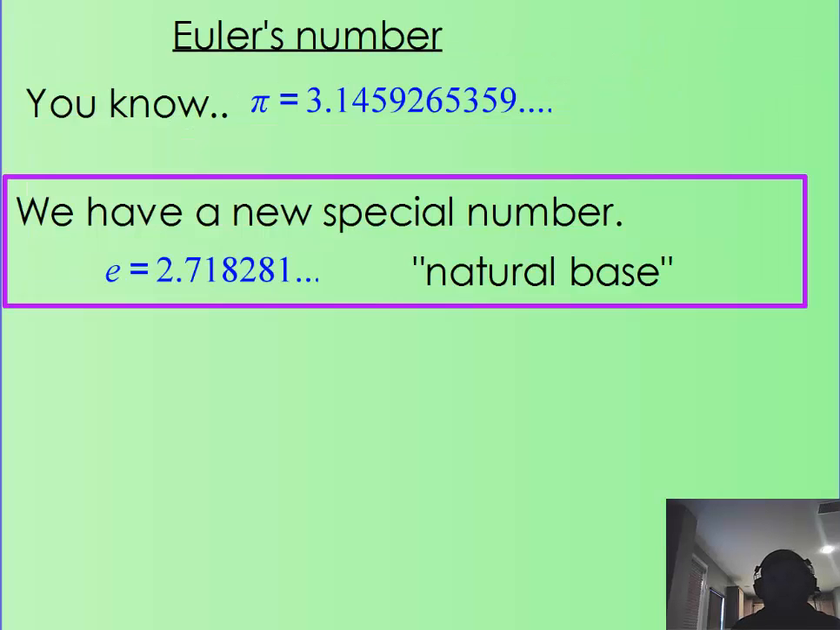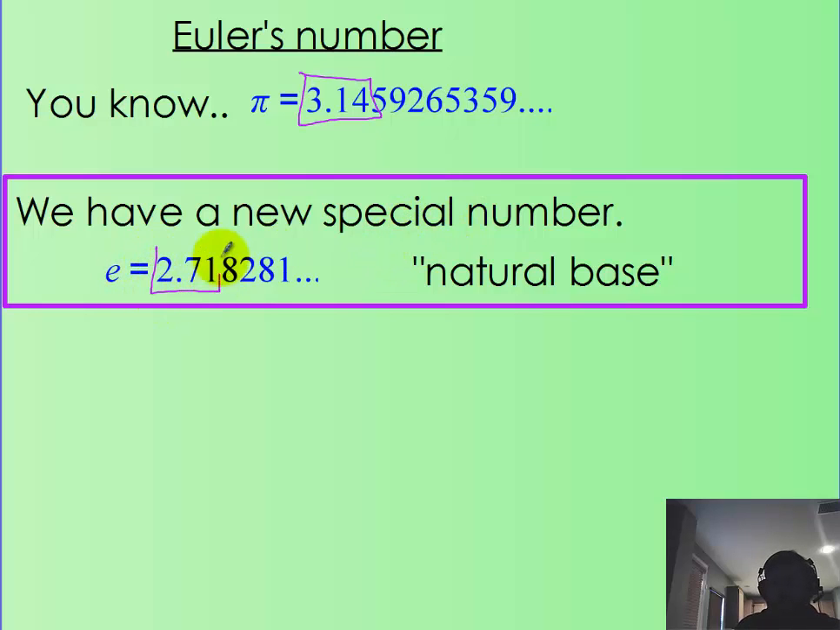Next thing, Euler's number. This might be new to you. You know what pi is. You've seen that before when we're talking about circles. It's usually rounded to 3.14, and it actually keeps going on and on forever. You might have learned that. We have another special number, and this is called e. e is about 2.718281, and it repeats on forever, just like pi.